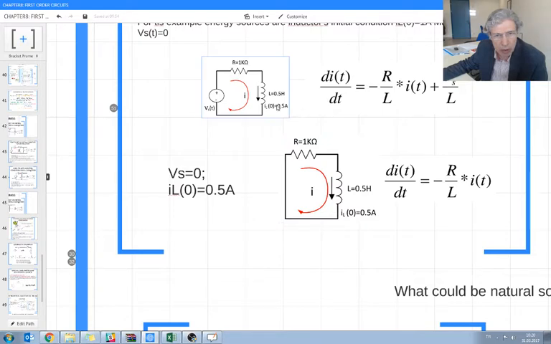What I said: when the initial condition is in and the independent voltage source is off, meaning its voltage becomes 0, the solution that we find is called the natural solution. Why is it called the natural solution? Because this source is in the circuit. This source is outside the circuit, isn't it?